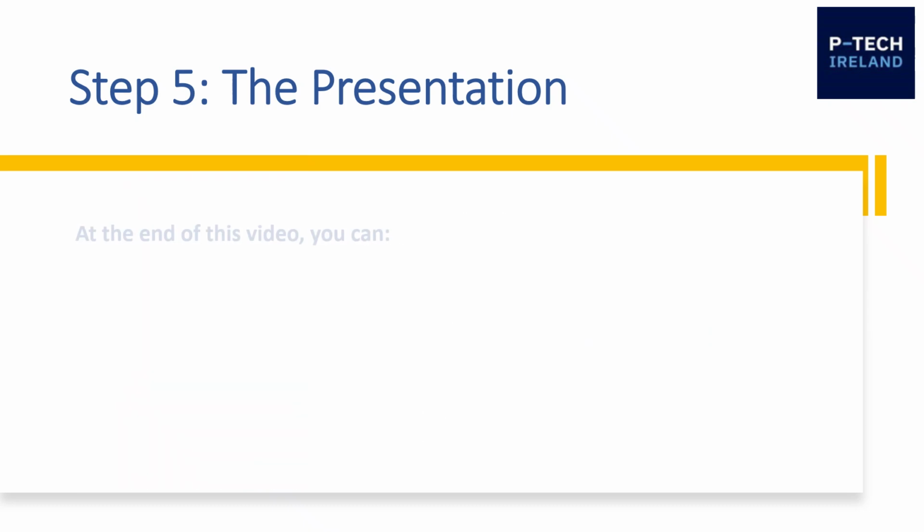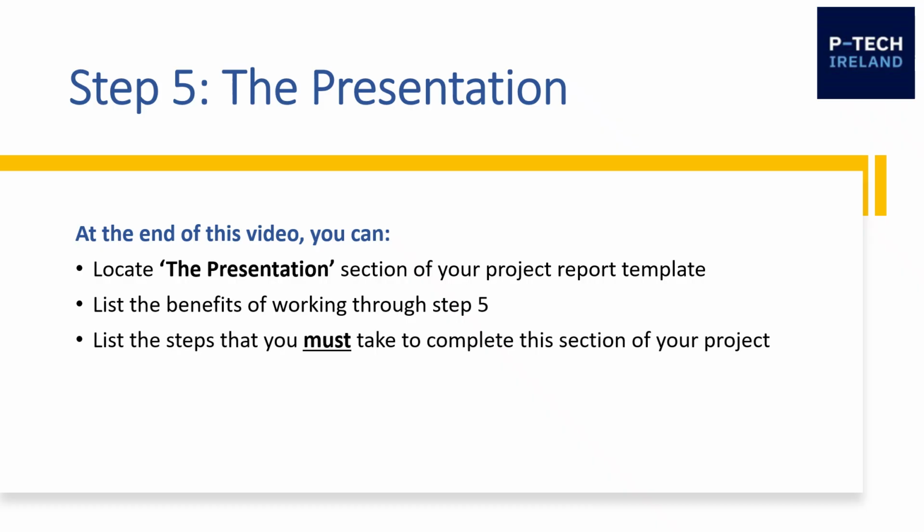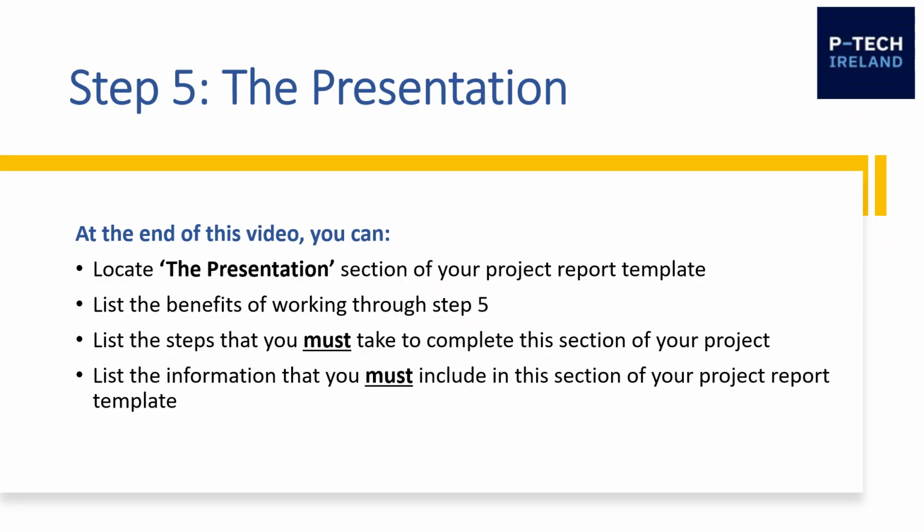So now that brings us to the end of this video. So at the end of this video, you're able to find the presentation section of your project report template in Canva. You know the benefits of working through step 5, why we present, what skills you're learning as you work through this step. You're also able to list the steps that you must take to complete this section of your report. So you now know that you're going to create a presentation where you'll be presenting your problem, your target audience, your solution, maybe some information on your feedback. And when you deliver your presentation, you'll be making a recording. You also now know you're able to list the information that you have to include in this section of the project report. So you're going to be including your presentation and the recording of when you delivered your presentation.